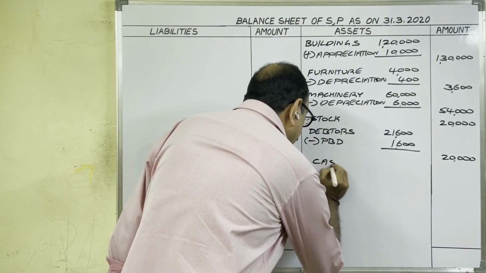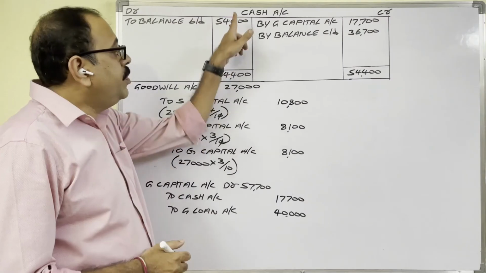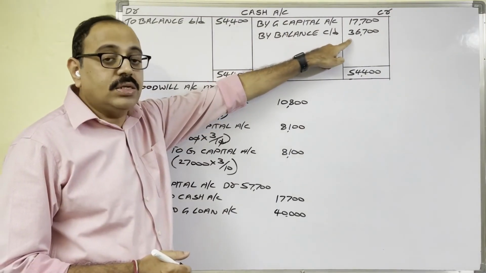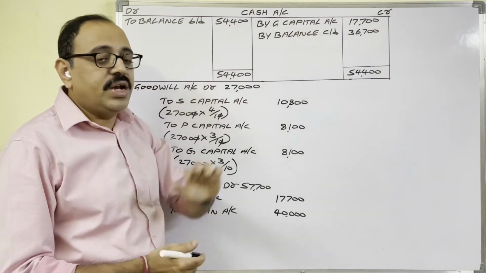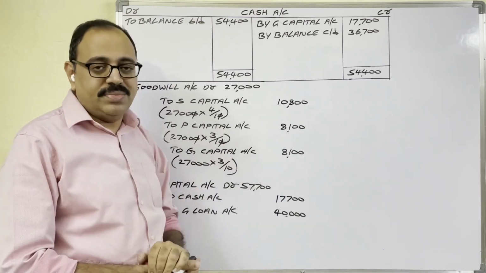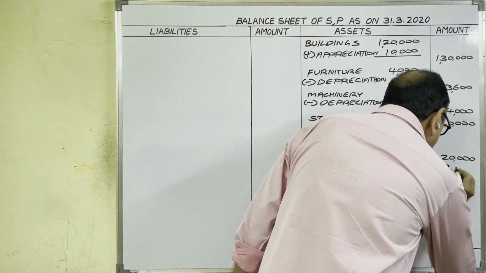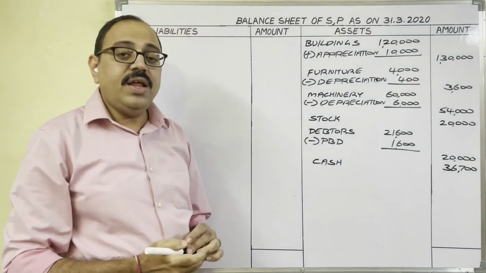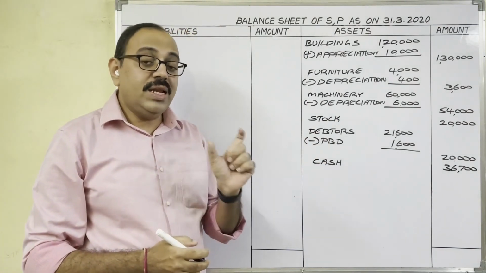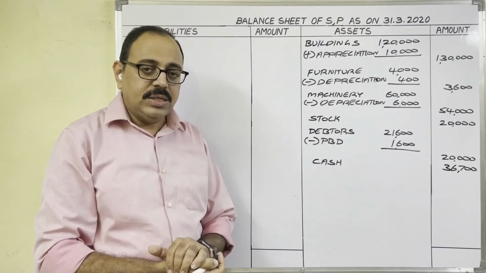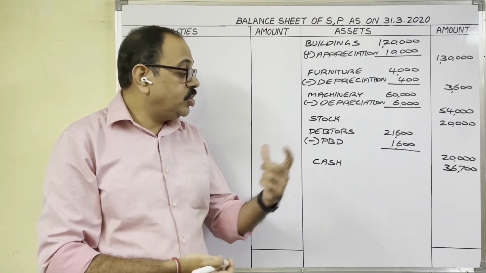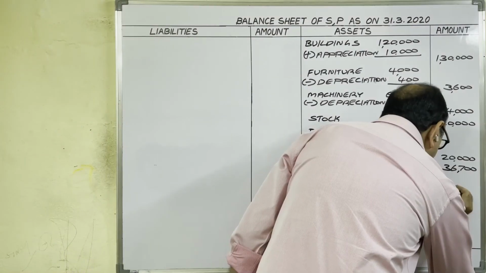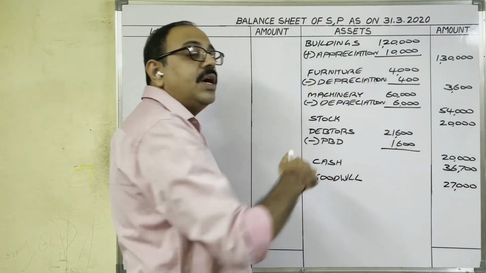Cash. Which amount we should write here? We prepared the cash account now. In the cash account, our balance carried over amount. Answer 36,700. This amount we should show here. Cash 36,700. All assets were written. Finally, in goodwill account there is a balance, debit balance. So that debit balance we have to show under the asset side. Goodwill 27,000 rupees. Asset side completed.